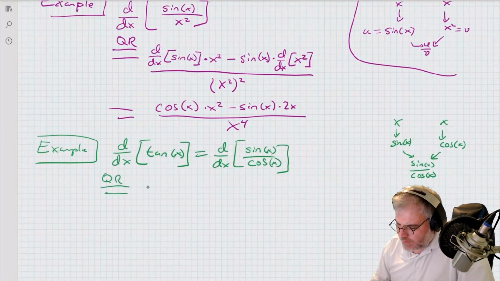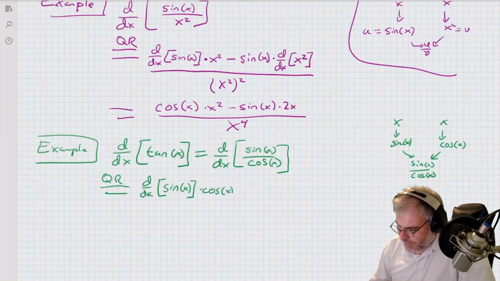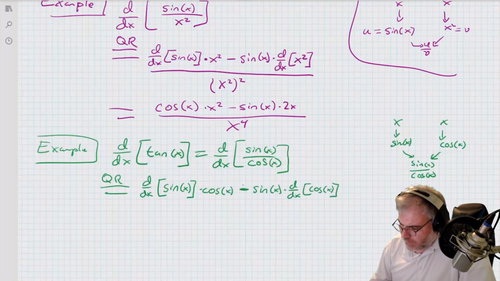Okay, so I do d over dx, the derivative of sine, times cosine, minus sine of x times d over dx of cosine of x, all over cosine of x squared.